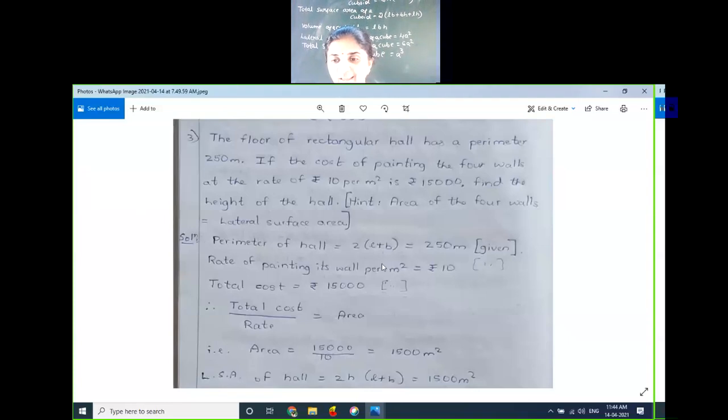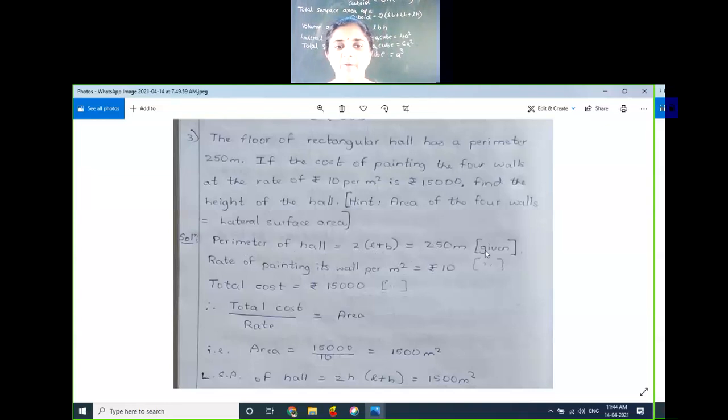Perimeter of the rectangle: a rectangle has dimensions length, length, breadth, breadth. So 2L plus 2B. If we add 2 times L and 2 times breadth, we'll get the perimeter of the rectangle. Taking 2 outside as a common factor, 2 into (L plus B) is the formula to find the perimeter of the rectangle. So the perimeter of the hall is given: 2 into (L plus B) is 250 meters.